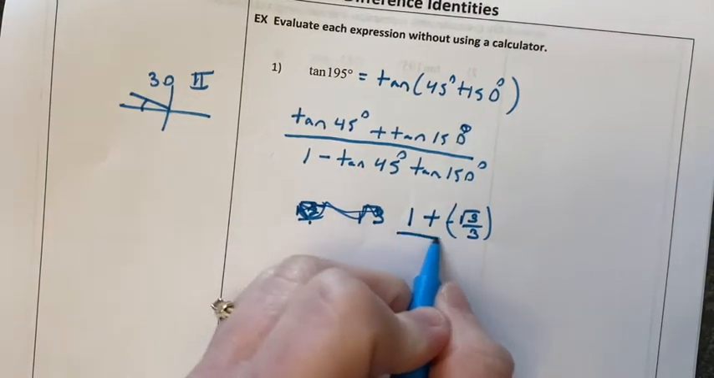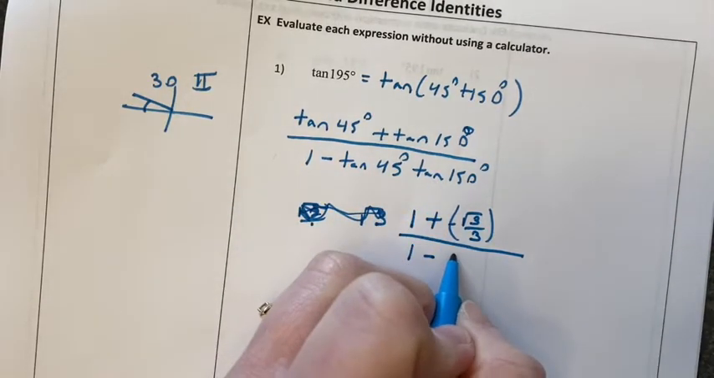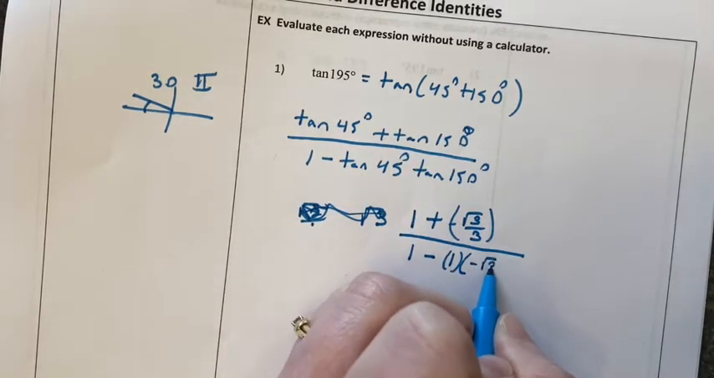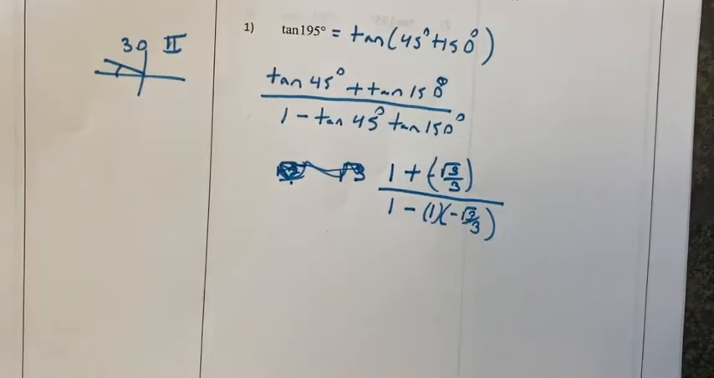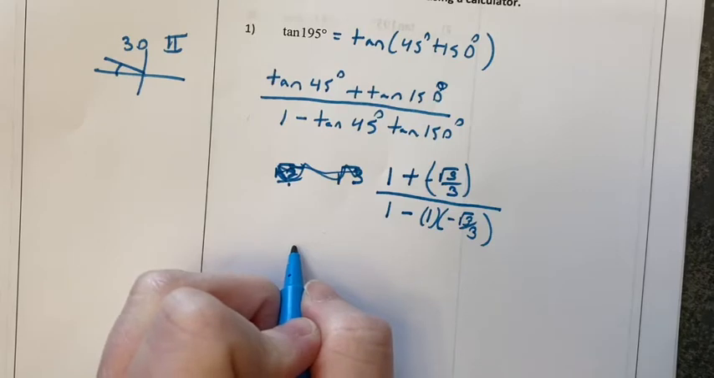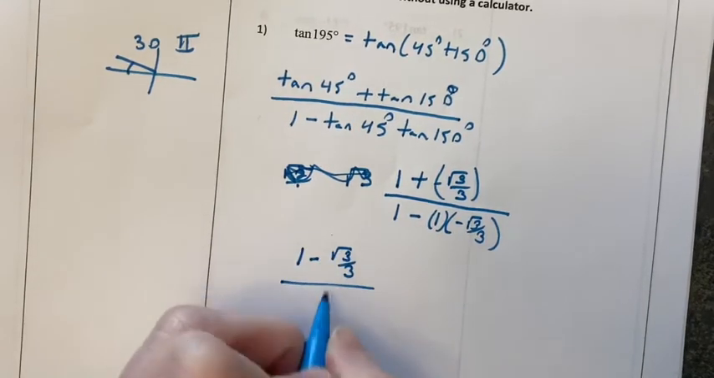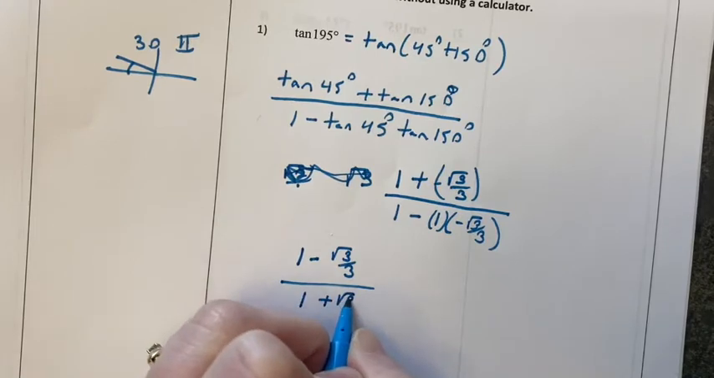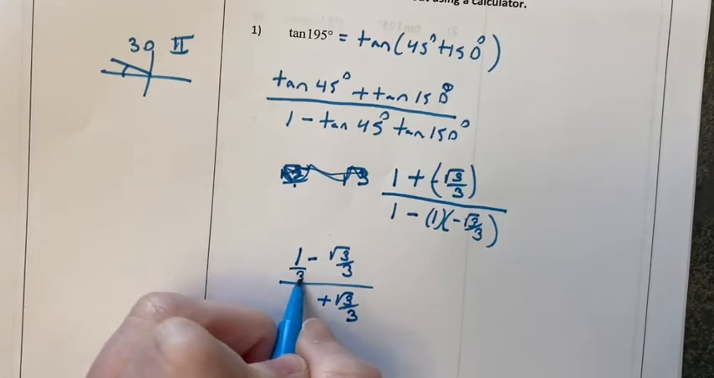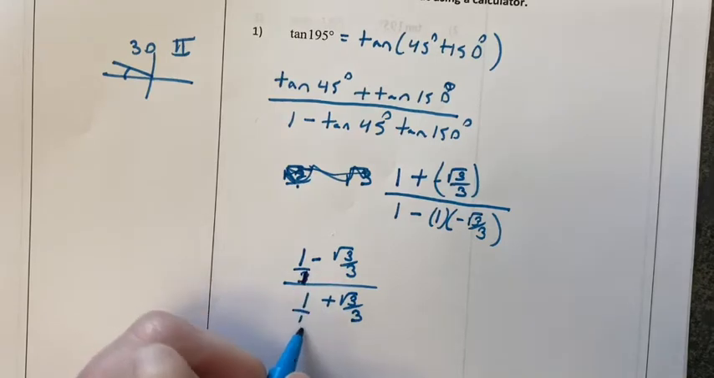Okay, so on the bottom, I have 1 minus, tangent of 45, again, that's 1. And then tangent of 150, we already figured that out. I'm just gonna clean it up a little bit. So I have 1 minus square root of 3 over 3, and then I have 1 plus square root of 3 over 3. Now, notice that I have a fraction within a fraction.